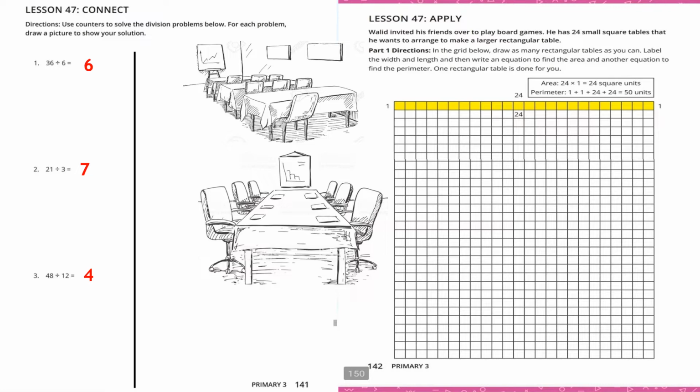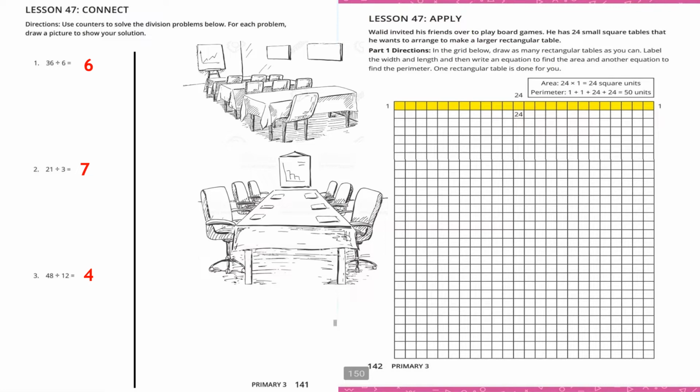And we know that it's a rectangular table. So the area of a rectangle equals length times width. So we want to know what times what will give me 24. If we have the area 24, we want to know the length and width to draw the rectangles. So what times what will give me 24?